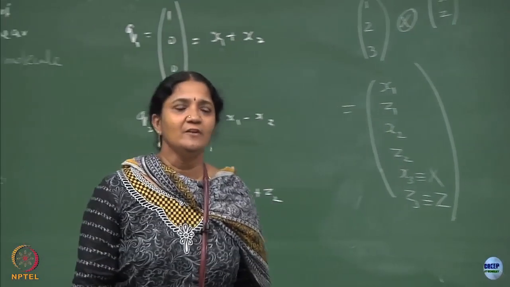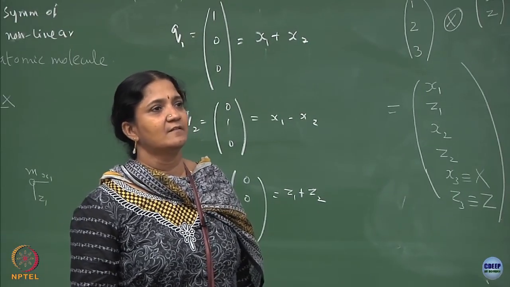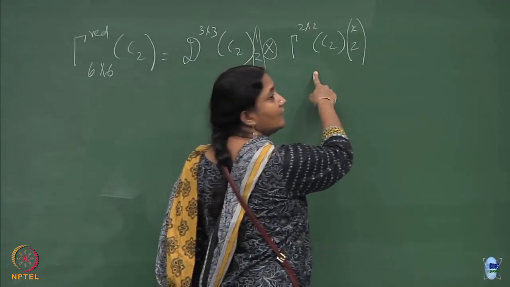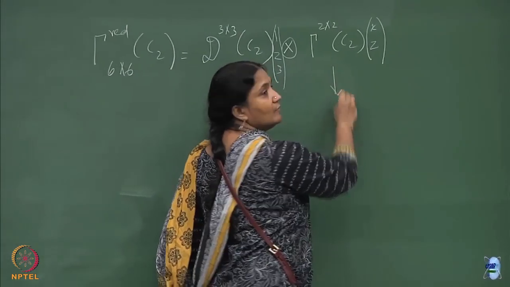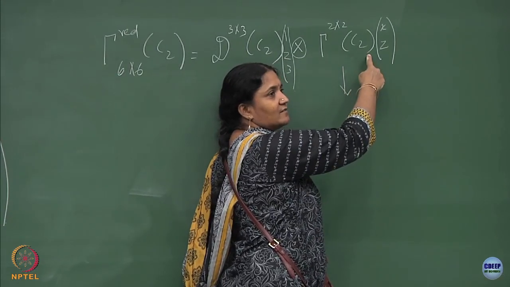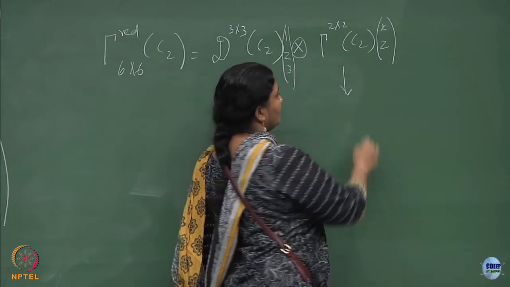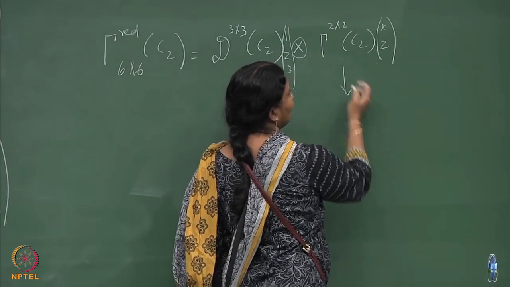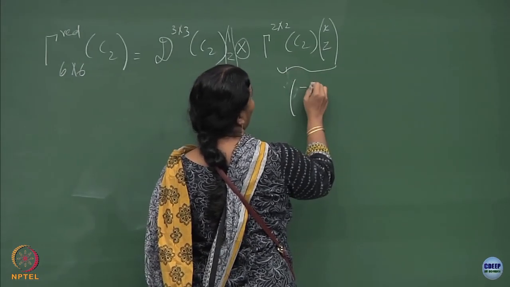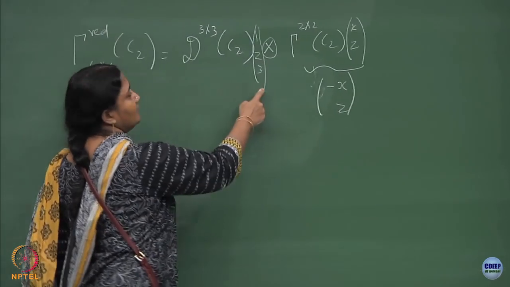And I am doing C2 in the z axis. So, what will this matrix be? This is rotation by 180 degrees about the z axis. So this thing will give you minus x and z. What about this?